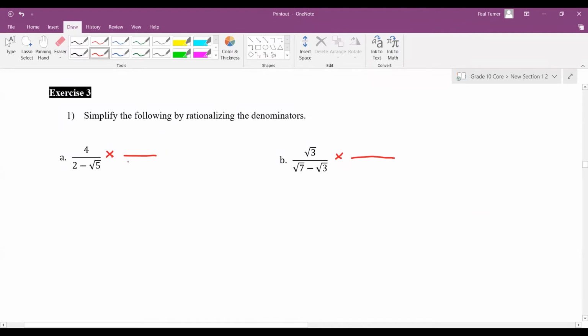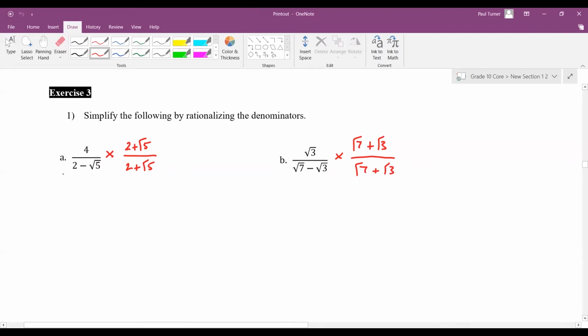Try that. So as I mentioned, you will have 2 minus root 5. So change your denominator to be 2 plus root 5, top and bottom. And expand it out. And this one as well. You can finish it, or I'll do it in a minute. So root 7 plus root 3. Root 7 plus root 3. And expand those. We'll check the answer in a minute.